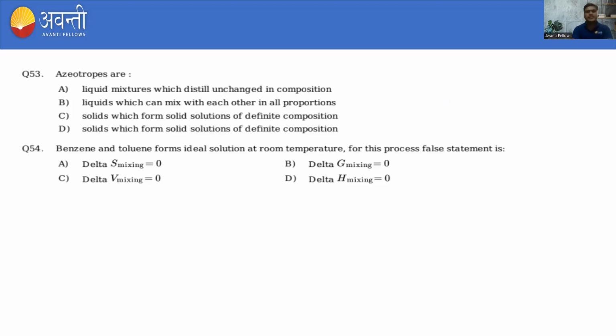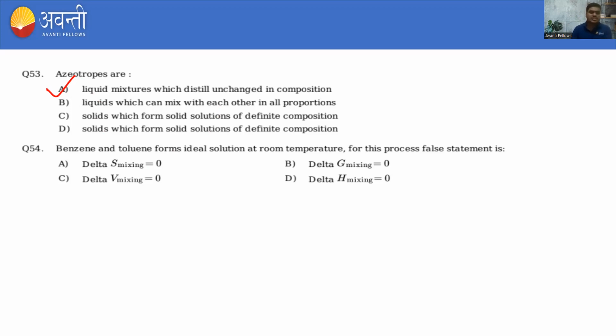Now, this question is also a theoretical question. That is, the azeotropes are... So what are the azeotropes? So I already discussed here about easy questions. इसीलिए हमने इसको last में discuss किया है. So what are the azeotropes basically? Azeotropes are liquids which boil at a constant temperature without changing their composition, right? They boil at a constant temperature and just behave like a pure liquid. So option A, that is a liquid mixture which distills unchanged in composition, is called an azeotrope, right?